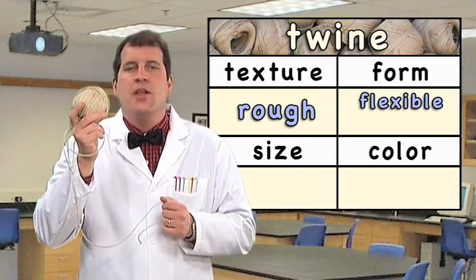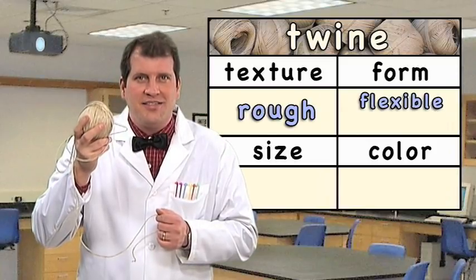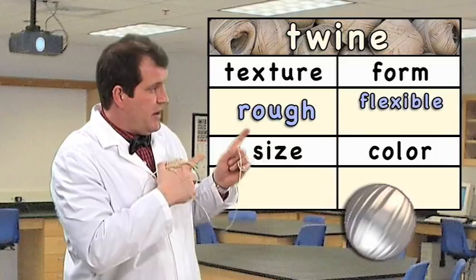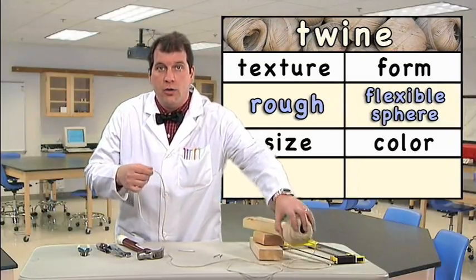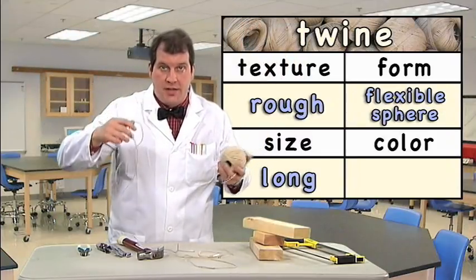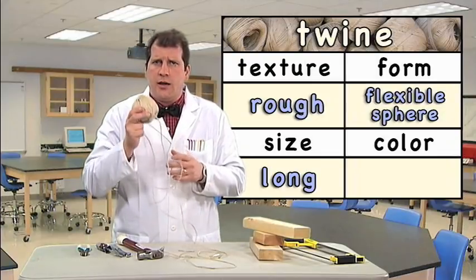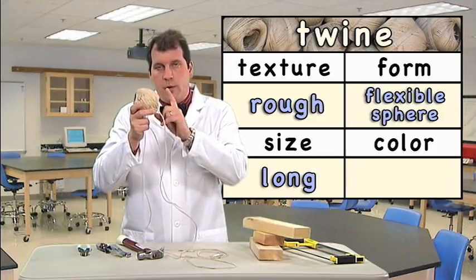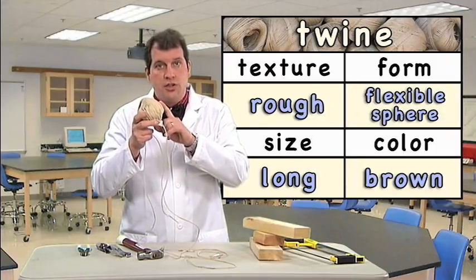Looking at the twine, you could say that it is shaped like a ball. Mrs. Triggle would tell us that a ball is a sphere. I can write sphere on the line. I could also say that the twine is long. That's the opposite of the nail, which is short. Lastly, let's look at its color. Technically, twine comes in many colors, but let's just focus on this one. I would say that it is brown, just like the wood.